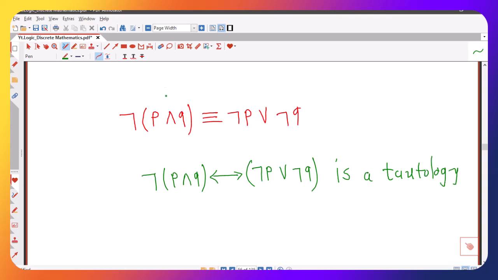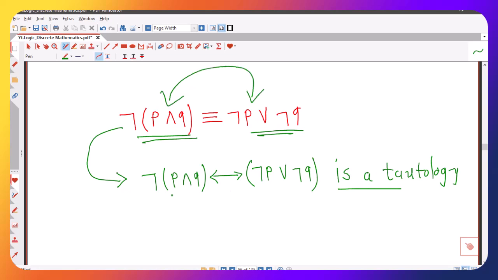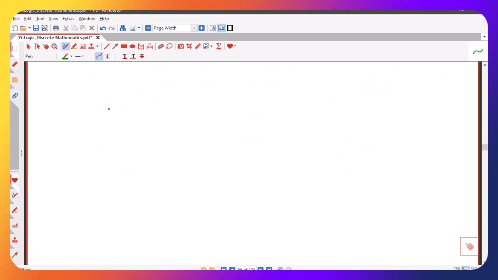If two statements are logically equivalent, then if we construct the biconditional using these two compound propositions, then this compound proposition which is joined by this biconditional operator is a tautology. And reverse is also true. If this is a tautology, then these two are logically equivalent. So it is like this, that if this is a tautology, then these two are logically equivalent, or if these two are logically equivalent, then this becomes a tautology.